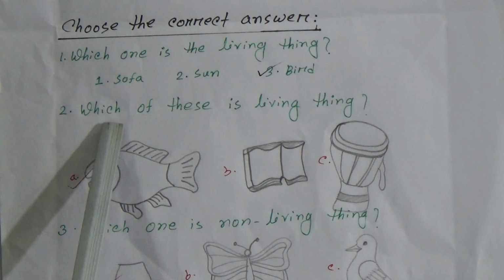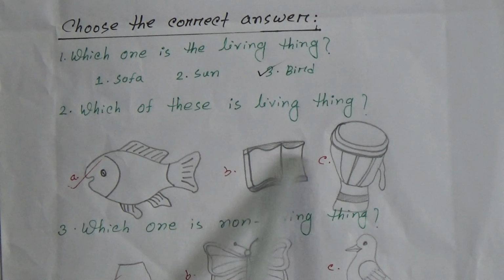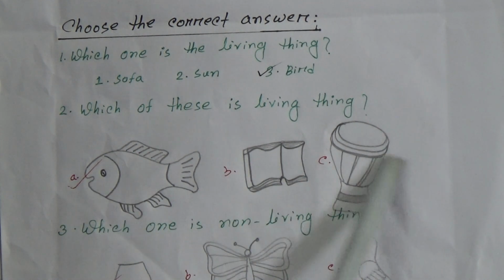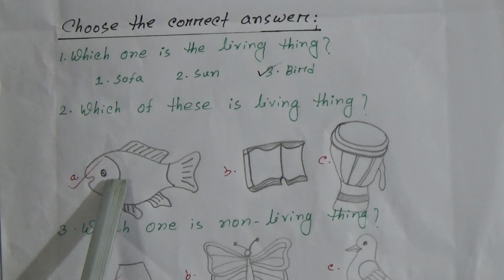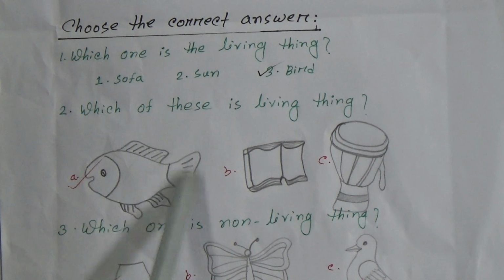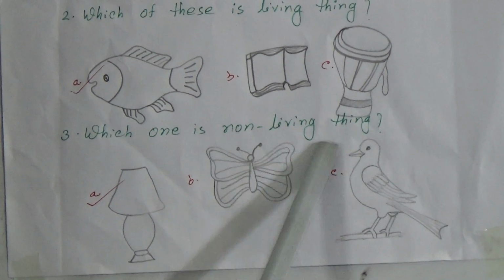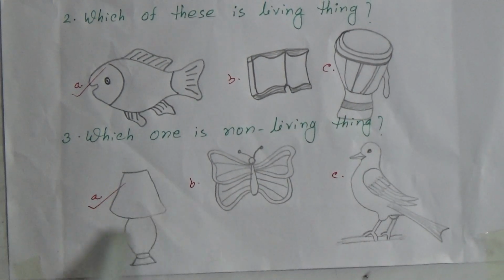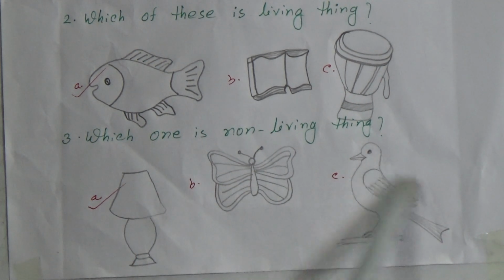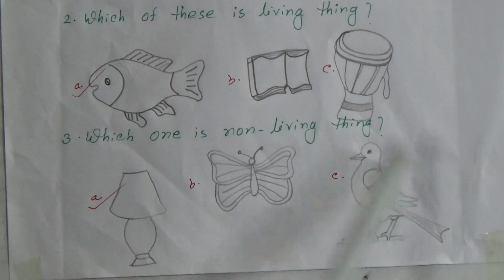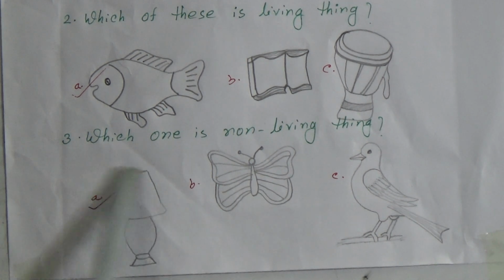Now number 2, which of these is living thing? Here A, fish, B, book, C, drum. Our answer is fish, because fish is a living thing. Now number 3, which one is non-living thing? Here the first picture is lamp, second picture is butterfly, and third picture is a bird. We know bird is a living thing, butterfly is a living thing. So here the lamp picture is the non-living thing.